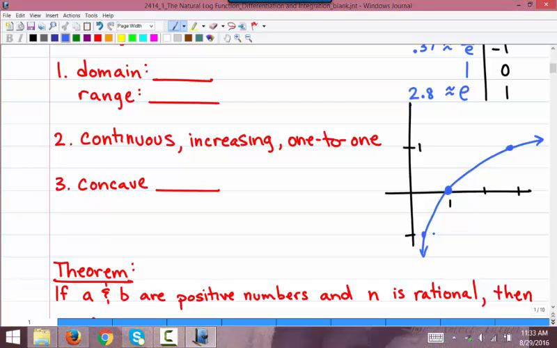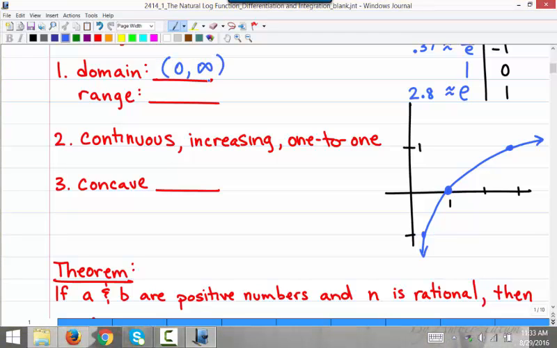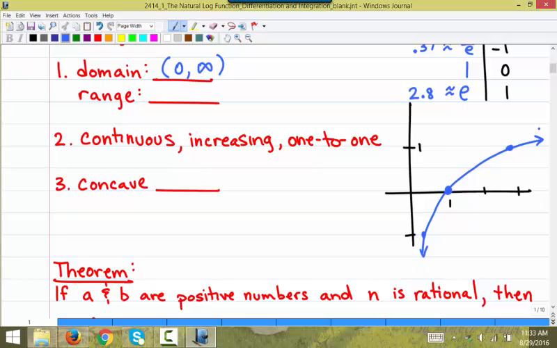Coming back from college algebra? Okay, what is the domain of the natural log function? What x's can you plug in? Anything that's bigger than 0, because there's a vertical asymptote on the y-axis. So the domain in interval notation is 0 to infinity. What about the range? What y values get spit out? Negative infinity all the way up to positive infinity. So all real numbers.